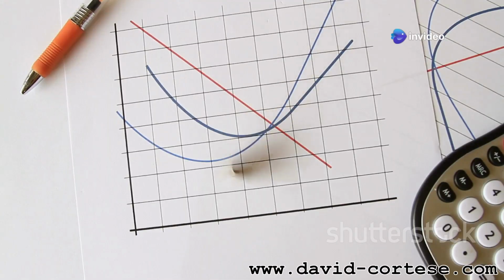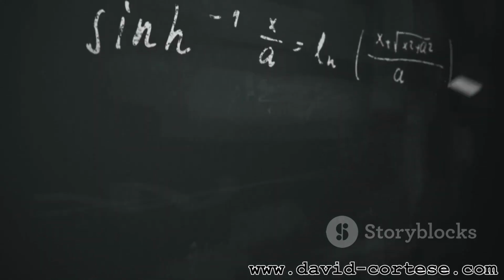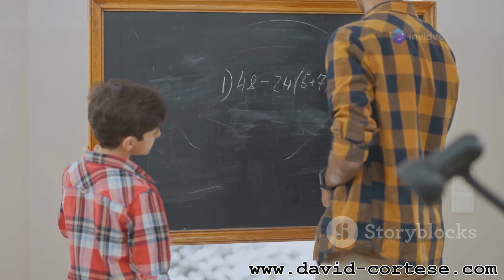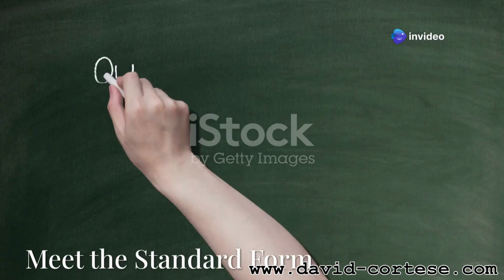Parabolas can open upwards, forming a U shape, or downwards, creating an upside-down U. The way the parabola opens depends on the equation itself. But enough about the shape, let's get to the heart of the matter, the standard form of a quadratic equation.